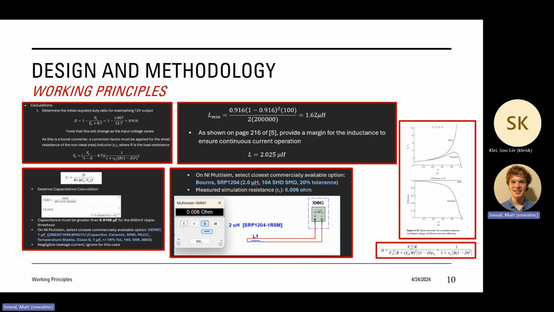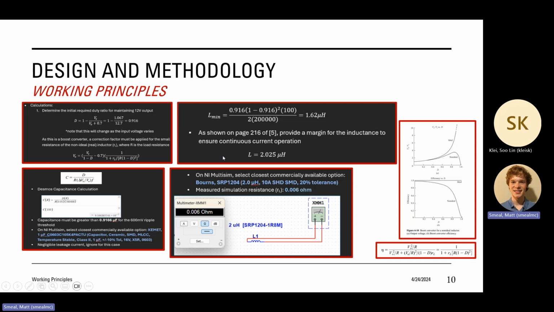And our calculations for minimum gave us 1.62 microhenries, and we rounded that up to make sure we had continuous current operation, meaning it doesn't ever go to 0 amps, of about 2.025 microhenries. Then we calculated the minimum capacitance from the ripple that we had specified, and that gave us roughly 0.91 microfarads, and we just rounded that up to 1 microfarad.